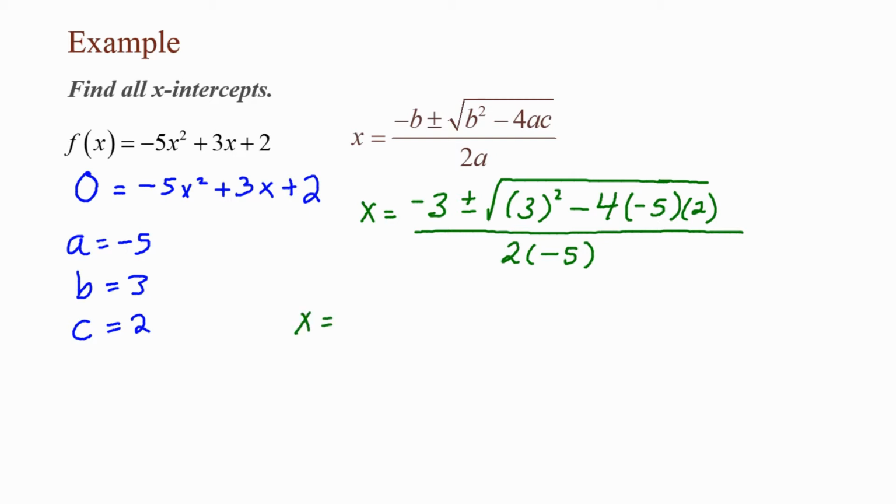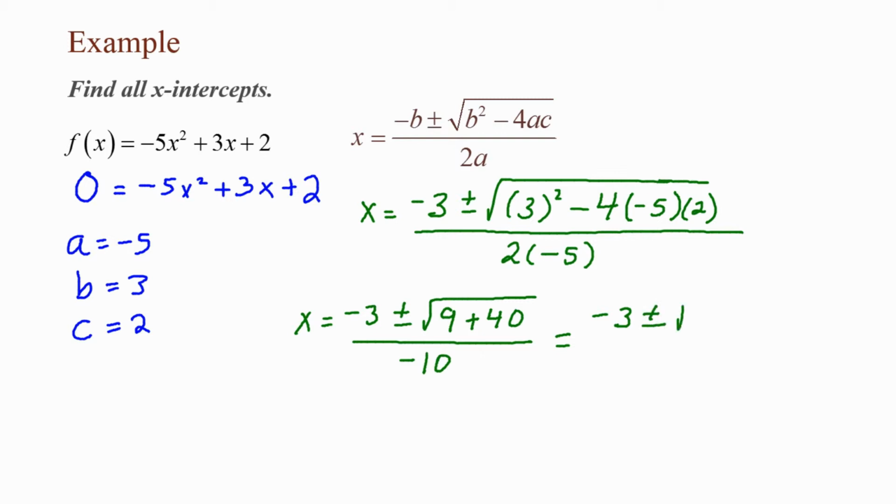So x equals negative 3 plus or minus the square root. 3 squared is 9, minus 4 times negative 5 times 2 is a positive 40, all over 2 times negative 5, which is negative 10. So this equals negative 3 plus or minus the square root of 49 all over negative 10. The square root of 49 is a perfect square, so I have negative 3 plus or minus 7 over negative 10. Unlike the other problems that we have done with the quadratic formula, this one can actually be simplified further.